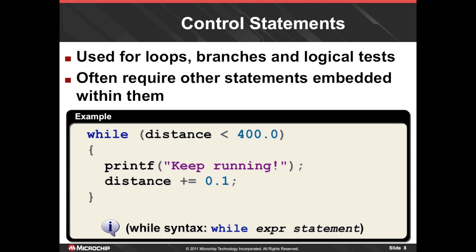Control statements are the last kind of statements. They're used for loops, branches, and logical tests, and they often require that other statements be embedded within them. So this statement contains a compound statement, which in turn contains these two expression statements. And the compound statement will continue to run as long as the value of distance does not exceed 400.0. So as long as this is true, meaning if it's less than that, it will continue to loop.